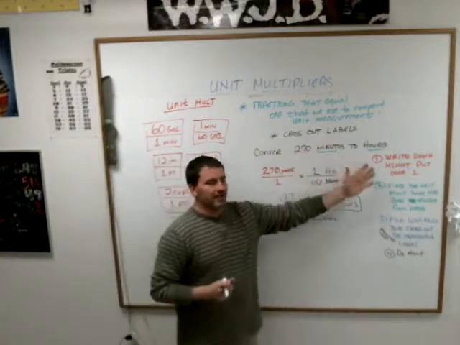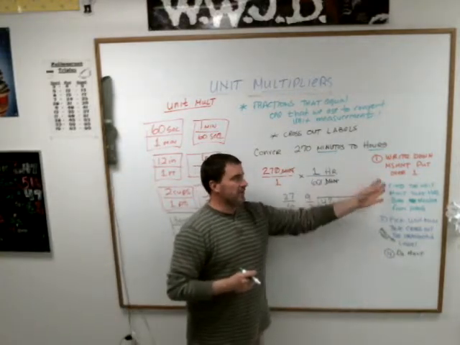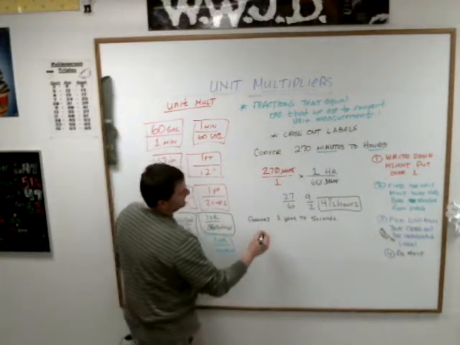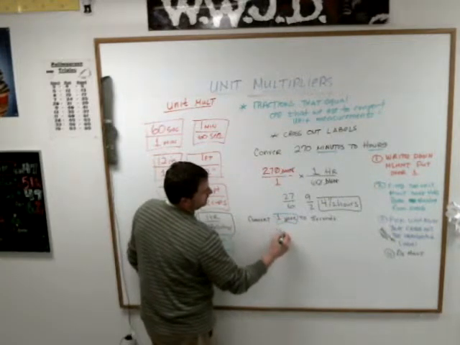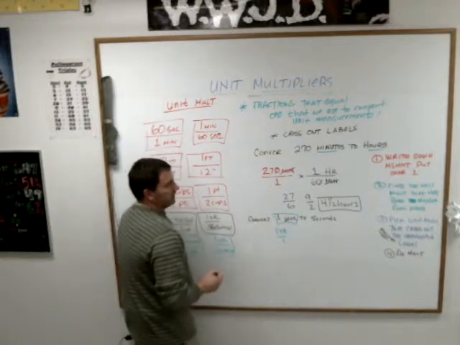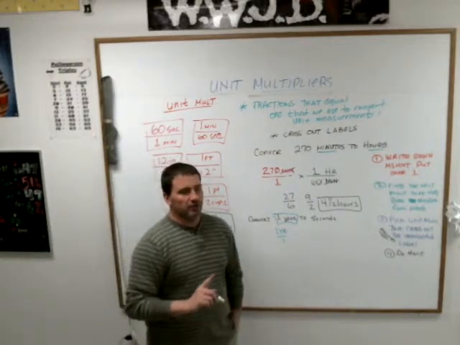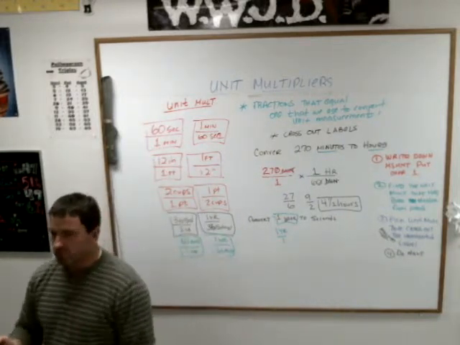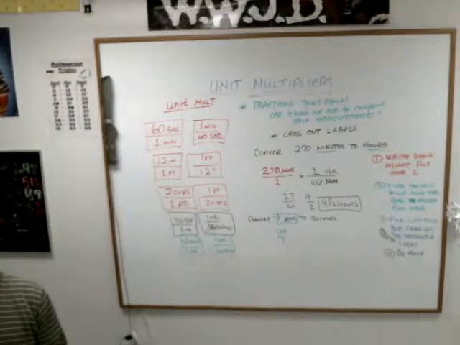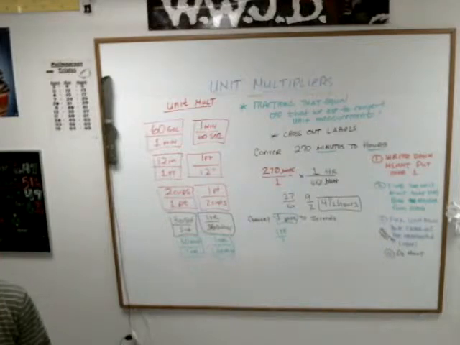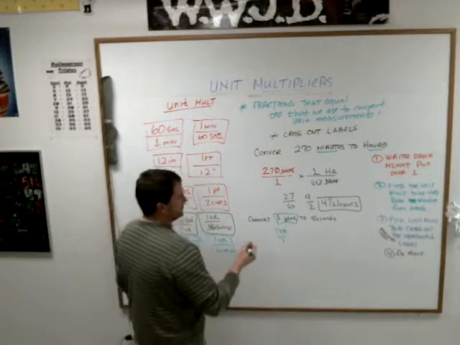Using the rules that I have here, it's going to take more than one step. I take the unit I'm given and put it over 1. So I take 1 year and I put it over 1. Now, I don't have a unit multiplier that goes from years to seconds, so I have to take it step by step. I can change years into days, then days into hours, then hours into minutes, and then minutes into seconds. But watch how nicely this all works out.